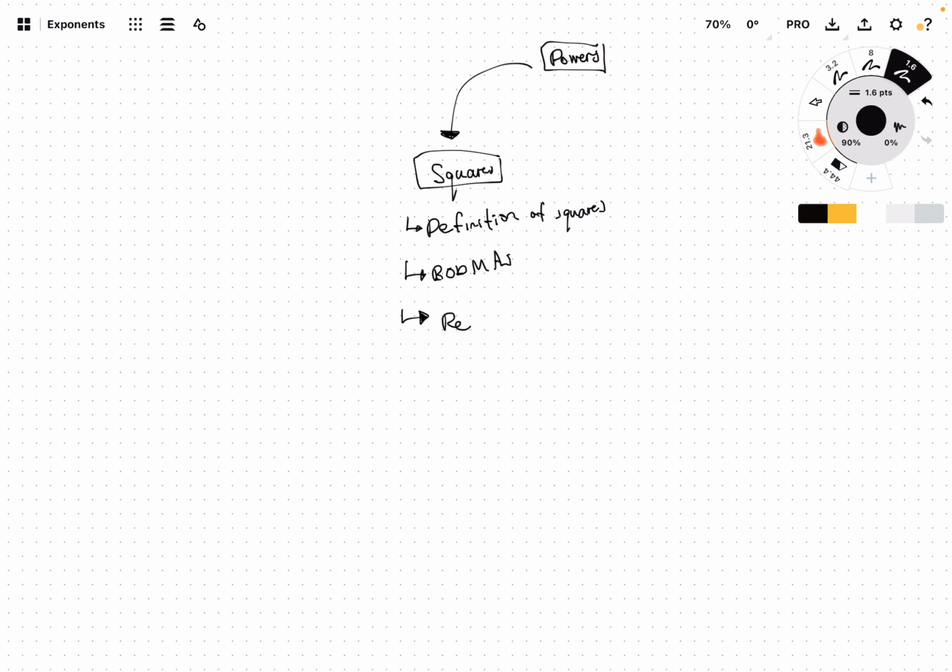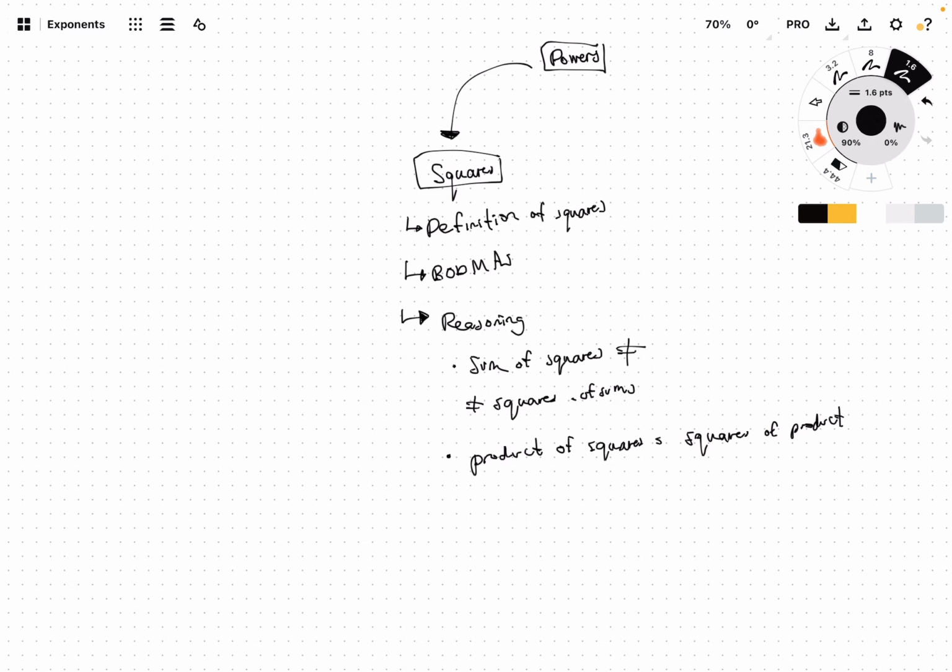and we'll do some reasoning as well as exercises, which means first showing that the sum of squares is not equal to the square of sums. I'll be going over this soon. But we also need to show that the product of squares is actually equal to the square of products, which is also an important property we're going to learn.